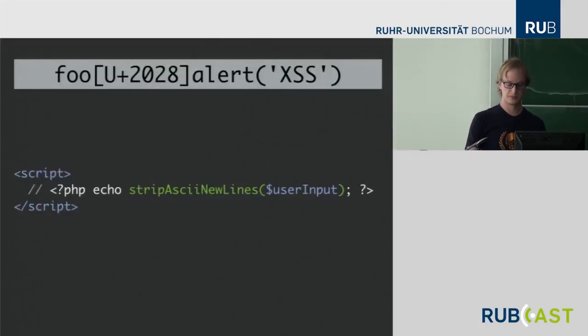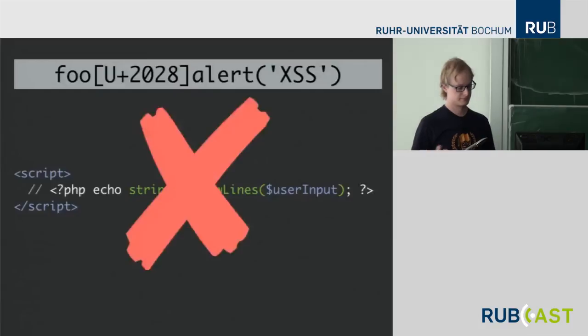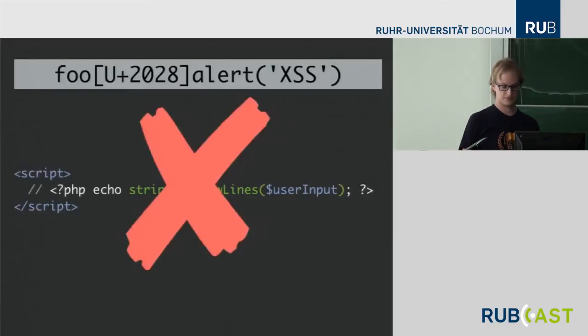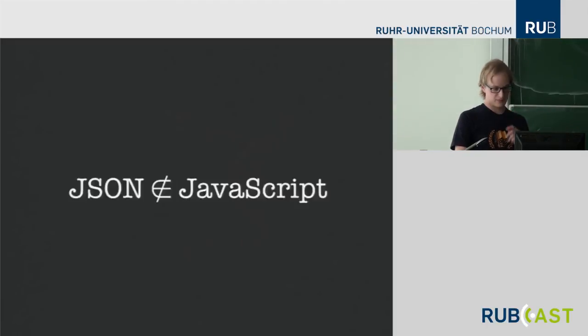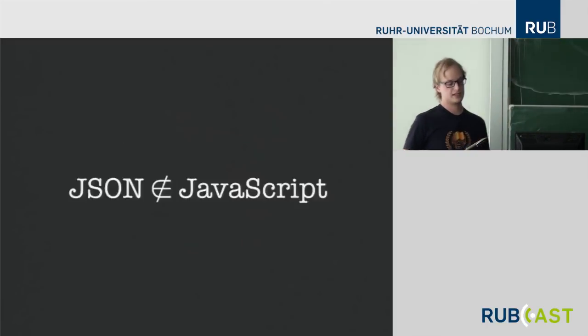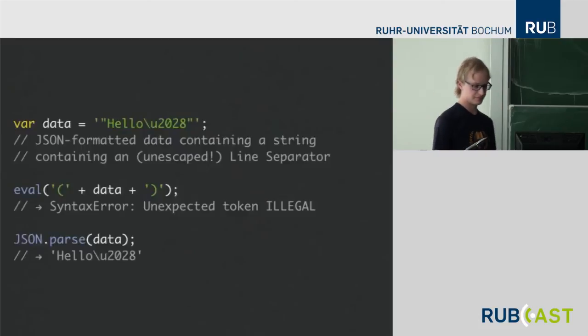If the user input contains a line or paragraph separator, then anything following that character will not be part of the comment anymore. So this is not a safe solution. And as a result, it also means that JSON is not a subset of JavaScript, contrary to popular belief. For example, well, not all JSON formatted text is valid JavaScript code, for starters.